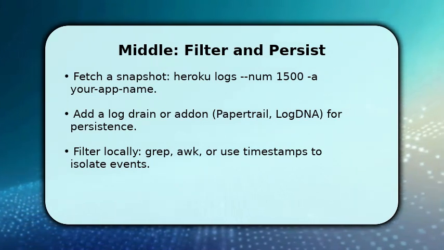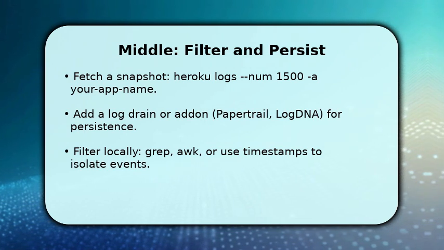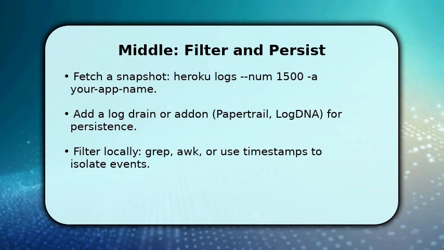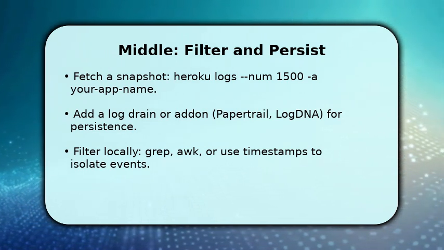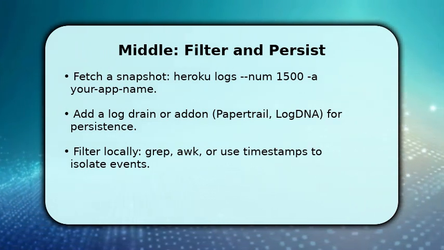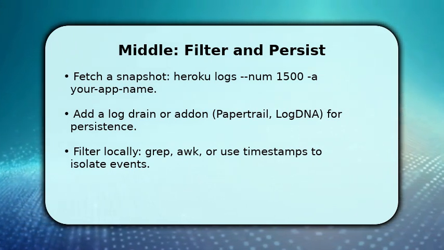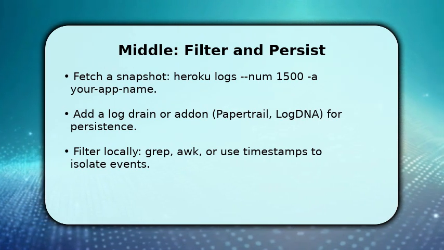Use heroku logs -n 1500 with your app name for a larger historical snapshot, then pipe to grep or awk to isolate errors or request IDs. For continuous retention, add a log drain or an add-on like Papertrail. Make sure to configure the syslog endpoint so logs flow off-platform.